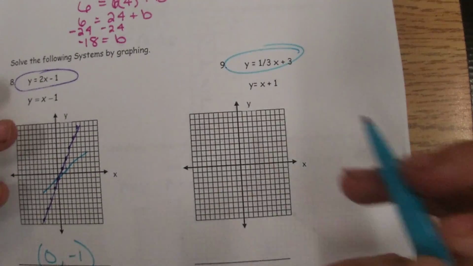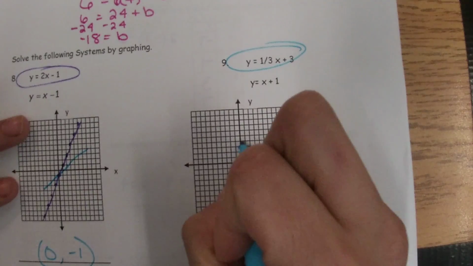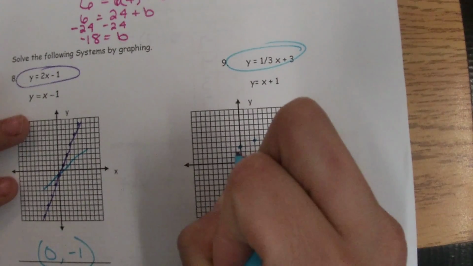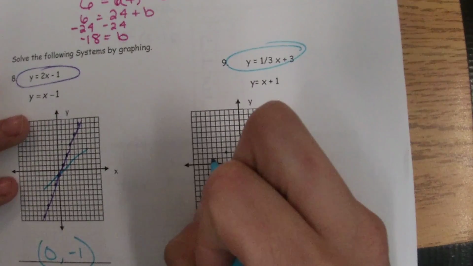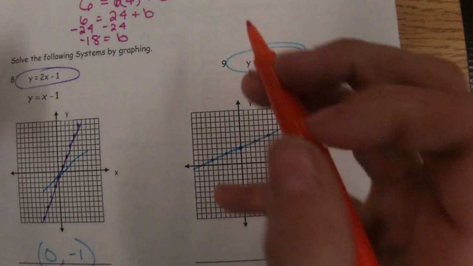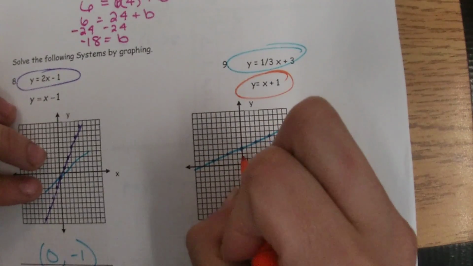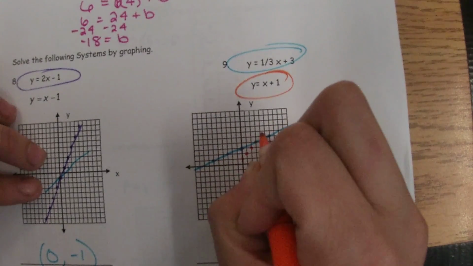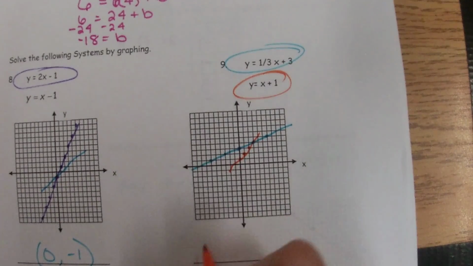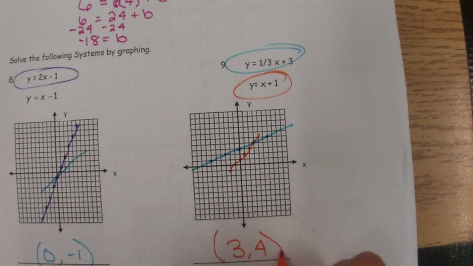Number 9. So if I start at 3, then I'm going to go up 1 over 3. Okay, then I'm going to do my other line. So I'm going to start at 1, up 1 over 1. There's my intersection point. Let's see. 1, 2, 3, 1, 2, 3, 4. So that's the intersection 3, 4.